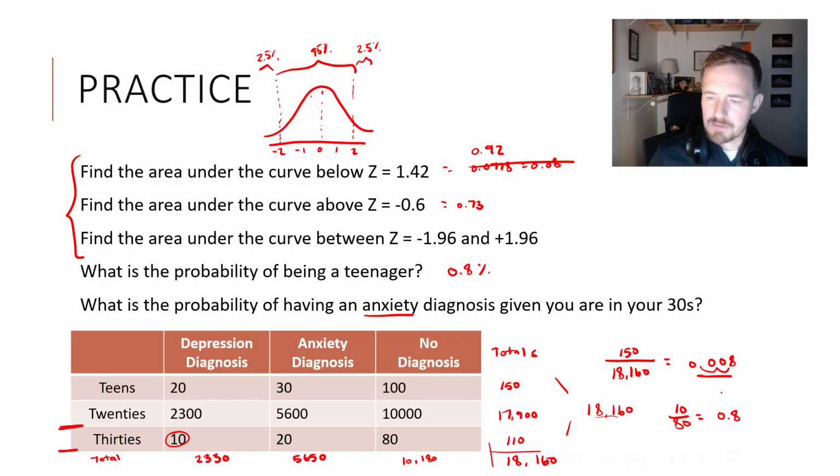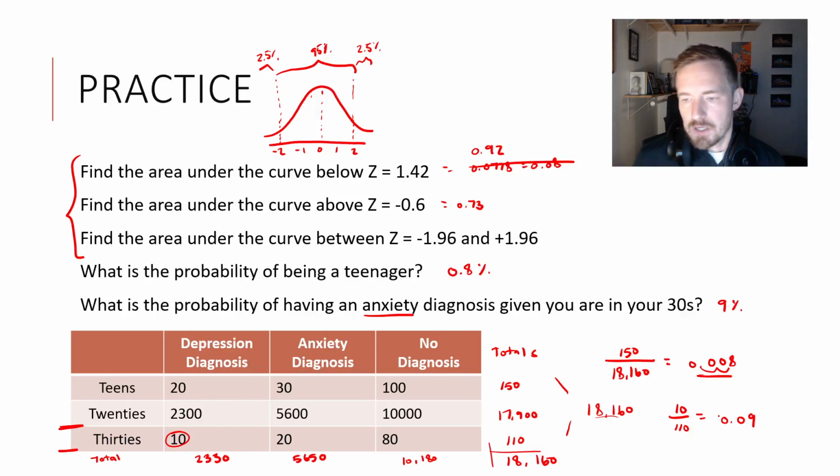Or, wait, hold on. I did something wrong. What did I do wrong? Oh, I see what I did. Okay, yeah, so I screwed this up. That's not correct. Could you figure out where I went wrong? Because we're looking at the 30s, it should be 110. We had 10 cases, which is going to be something a little bit different here. So 10 divided by 110 is going to give me 0.09. So the likelihood of having anxiety when you are in your 30s is about 9%.